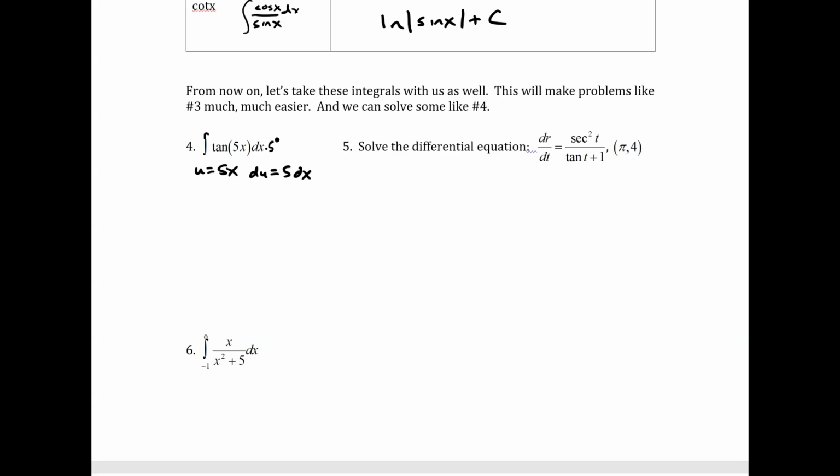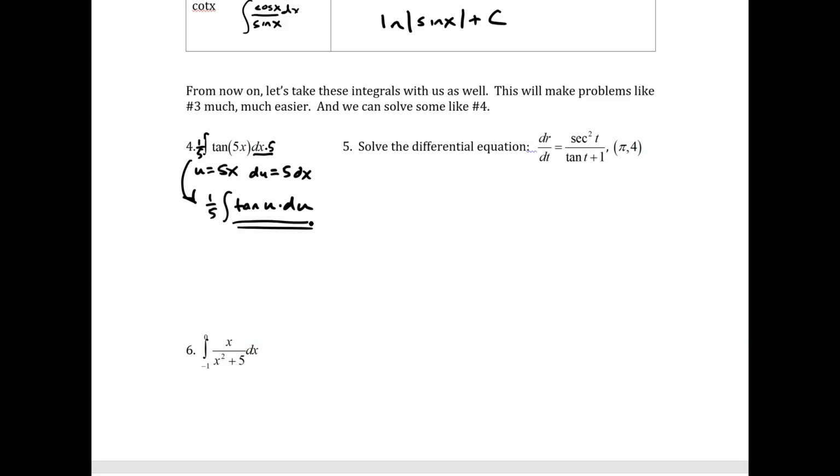So I need to acknowledge that. I get my 5 dx in the integrand. I get a 1/5 out in front. And this becomes 1/5 integral of tan of u times du.